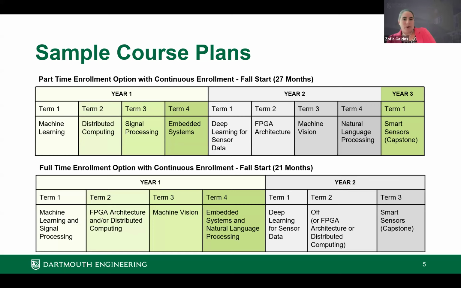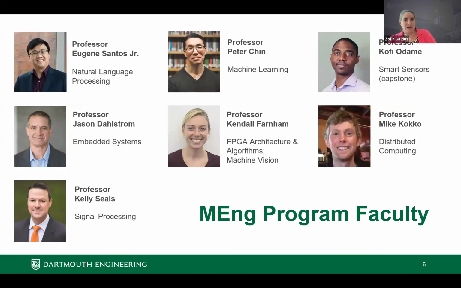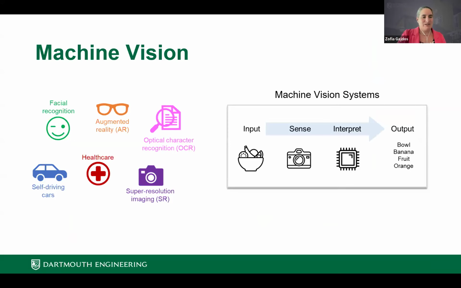At the current moment, we have 7 faculty teaching in the program. These are the current faculty teaching courses right now. We have 2 of them joining us today to talk about machine vision and distributed computing as 2 of our course previews. These are courses we haven't yet previewed in our webinar series, and we're excited to have our faculty join us to talk about these programs. So Kendall, I'll turn it over to you to talk about the machine vision course.